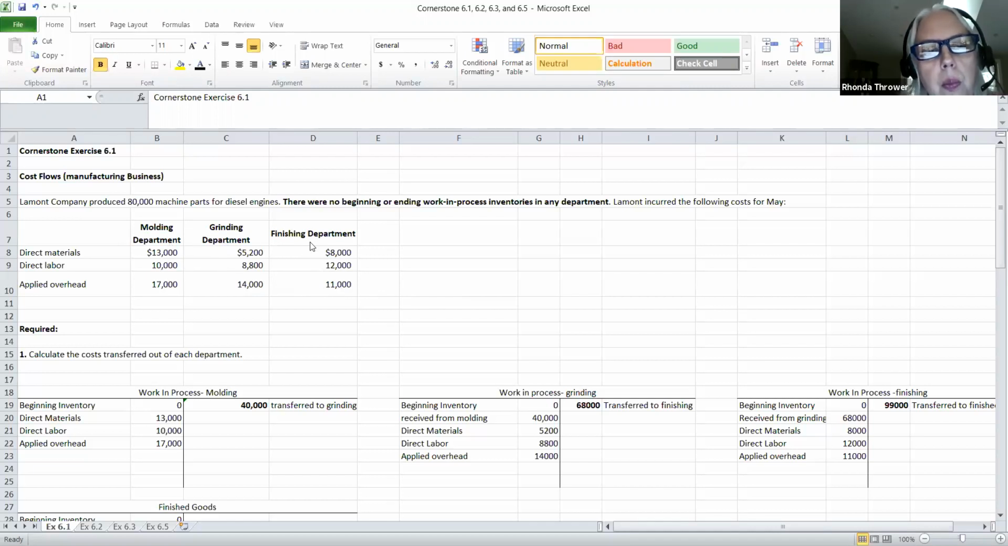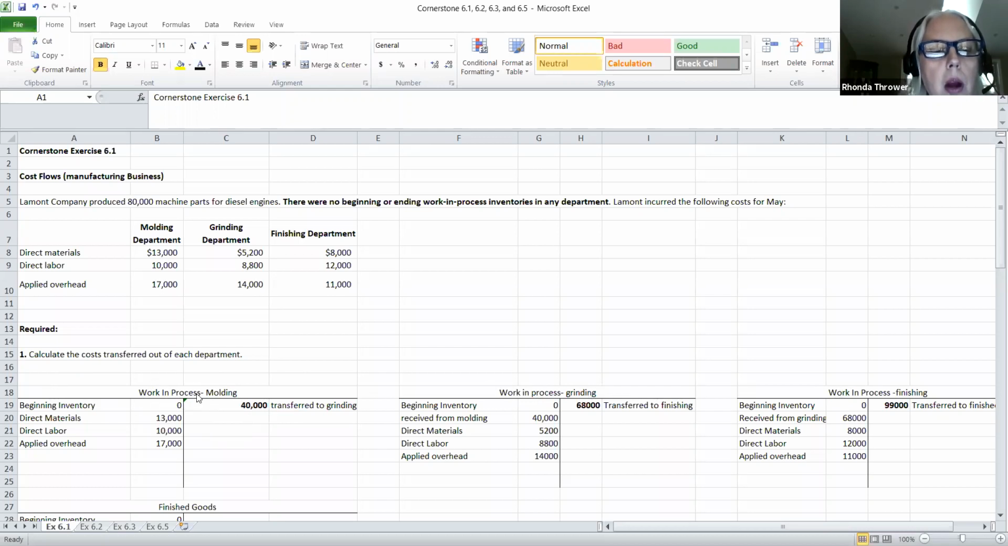So each one of these departments has its own separate work in process account, and what they're asking you to calculate in this problem is the costs that are transferred out of each department. So what I've done is I've created a T account for you to show you that there are work in process accounts for each department. I made a T account for each department. And what we're going to see here is the flow of costs through each one of these departments.